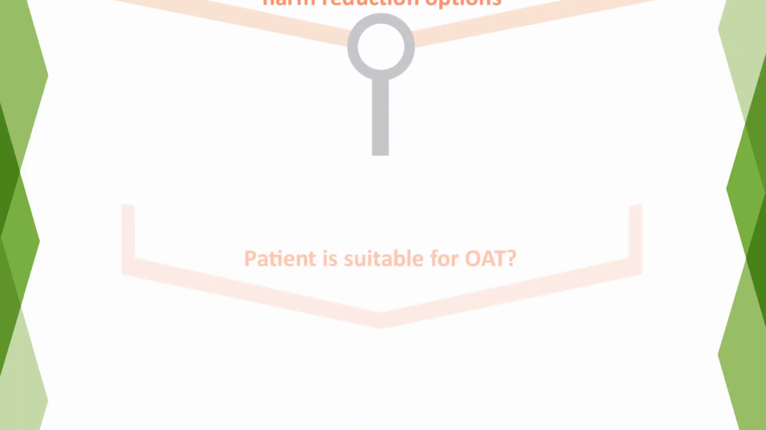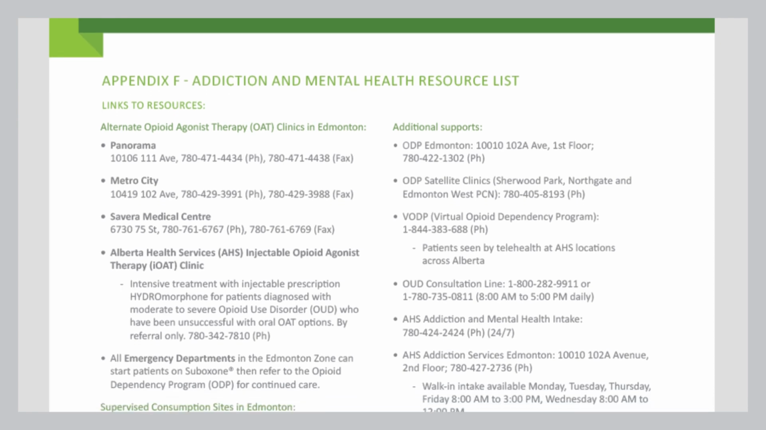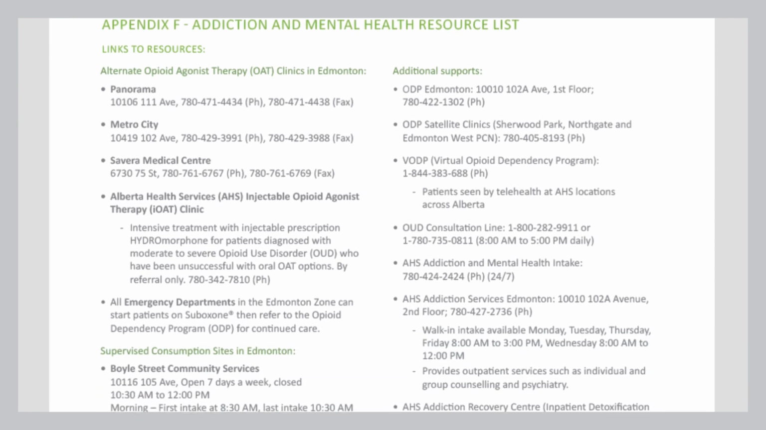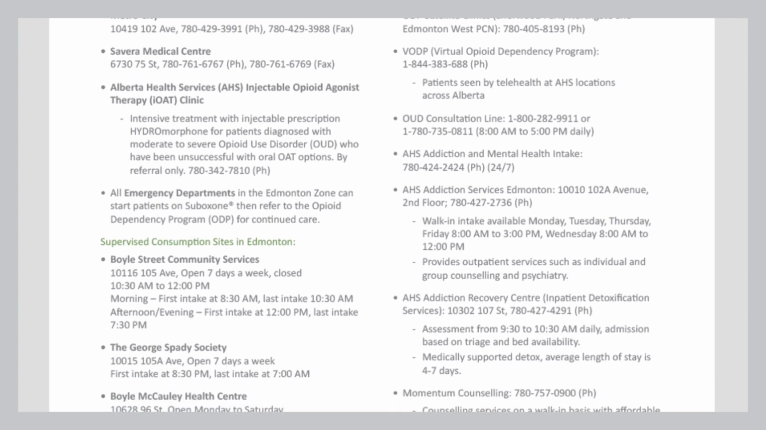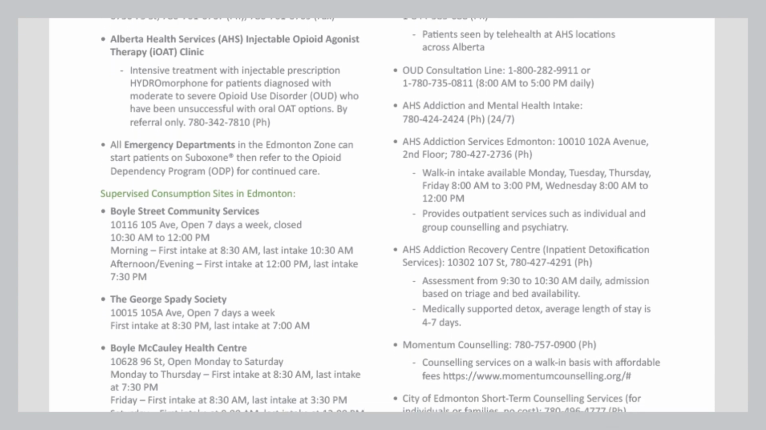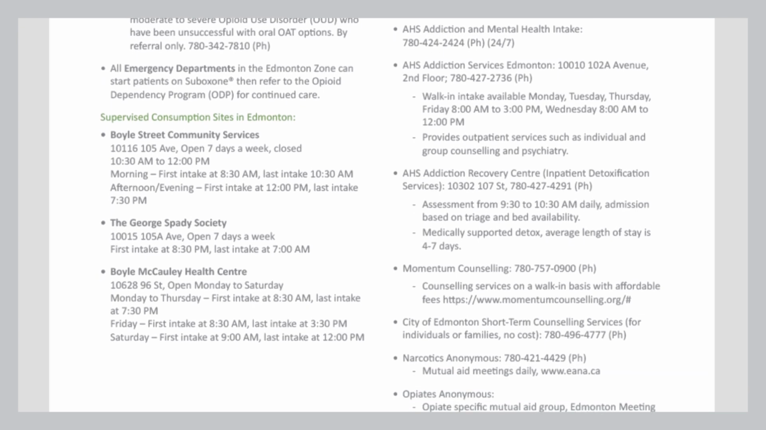Using the patient assessment for opioid agonist treatment in the toolkit, you and your patient can determine if they are suitable for OAT. If your patient is not suitable for OAT, consider referral to alternate treatment options and continue care. There are many other programs that can provide treatment and care for patients struggling with substance use. These programs are listed in the toolkit.